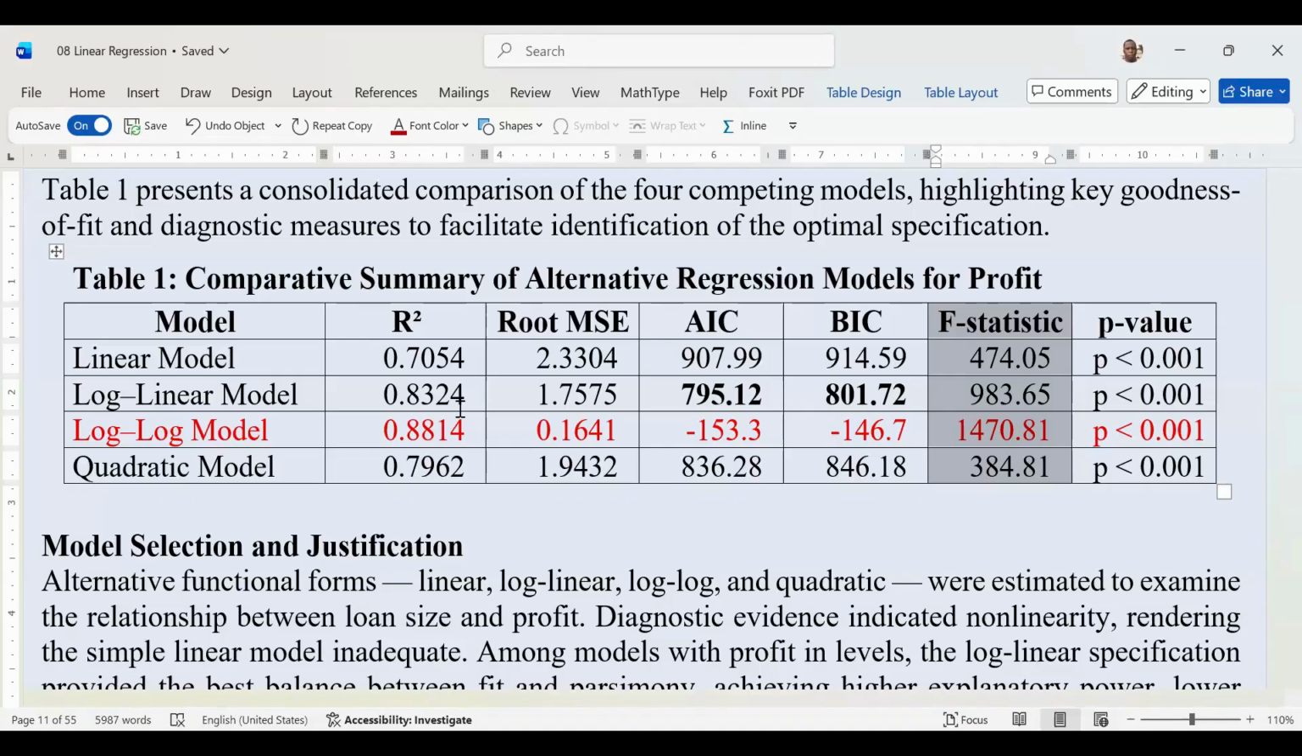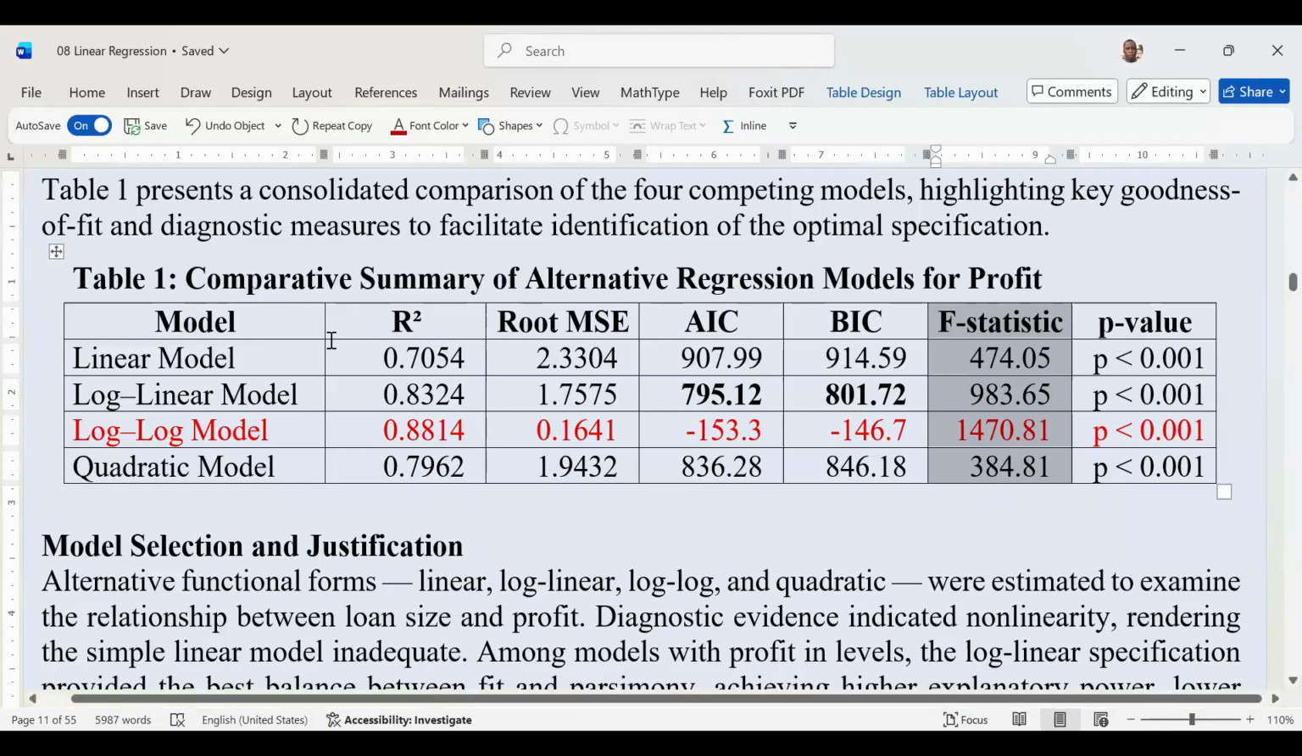Maybe an alternative way is to copy all the results of the four models into any of the AI tools, and tell the AI that it should do a comparative analysis table using the R squared, root mean squared, AIC, BIC, F-stats, and p-value. Maybe that can give you a nice table like this. Now, because of technology, no need to suffer.